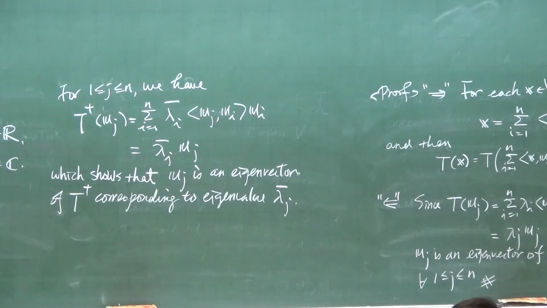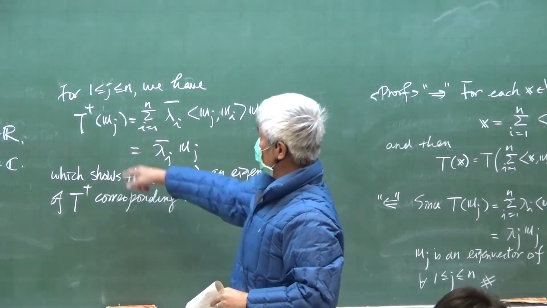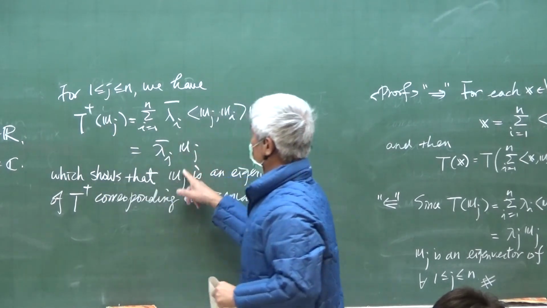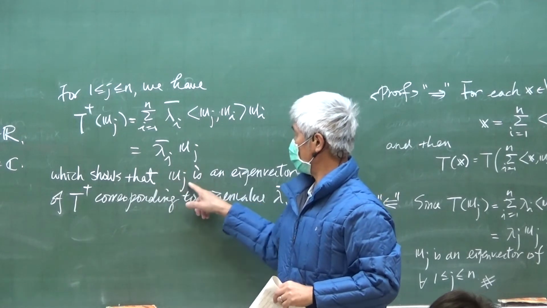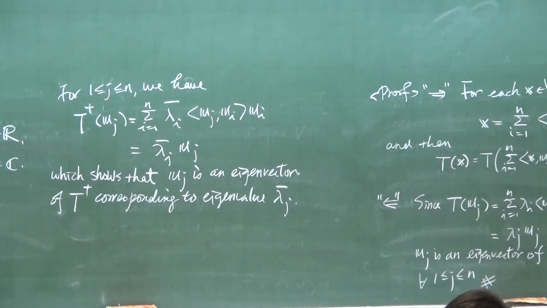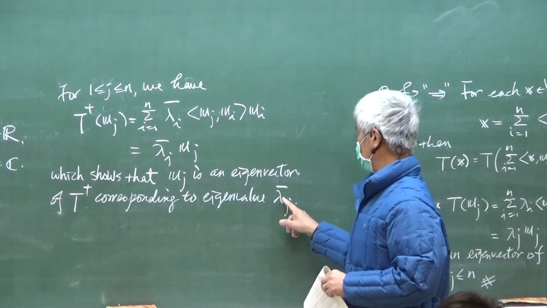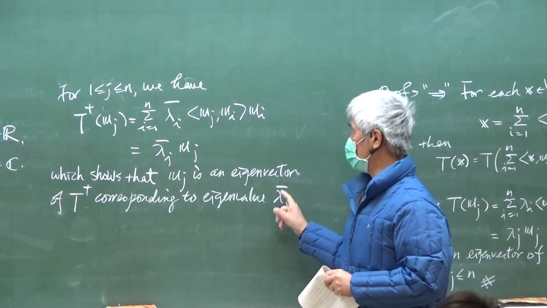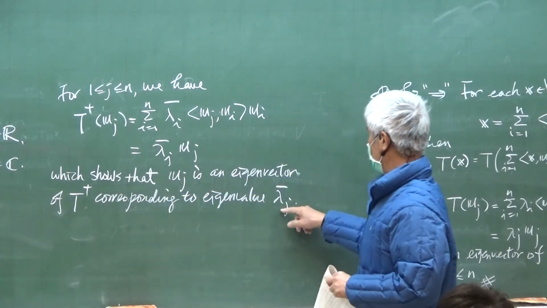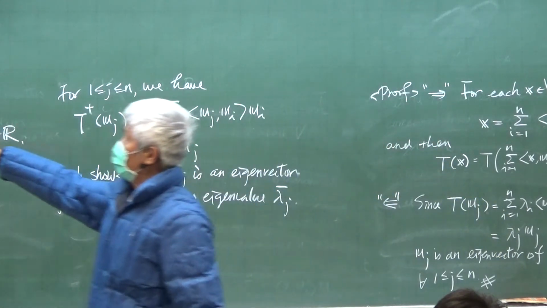Okay. So if T has a spectral decomposition, then we say that for the complex case, that is the adjoint T dagger, right? For the adjoint, we find that the same eigenvector, because u_j is an eigenvector of T corresponding to eigenvalue lambda_j, and the same u_j becomes an eigenvector of T dagger corresponding to eigenvalue lambda_j bar. So the eigenvalues of T dagger are the complex conjugates of the eigenvalues of T when T has a spectral decomposition.